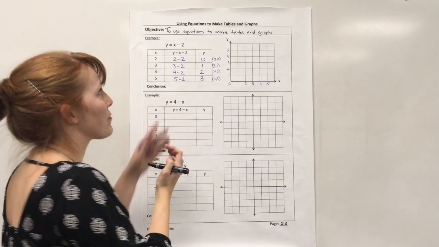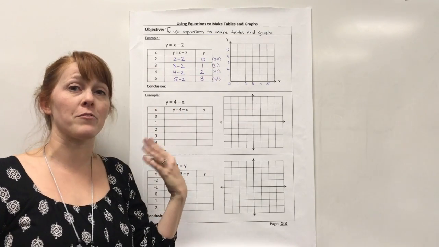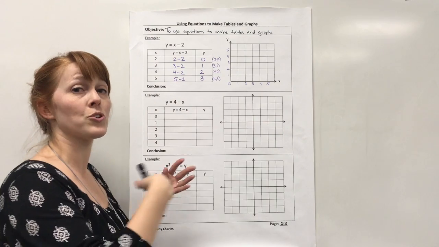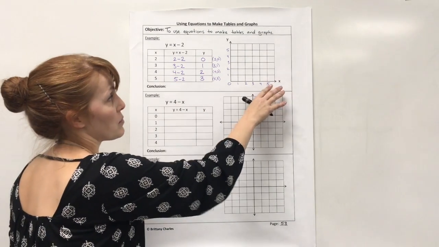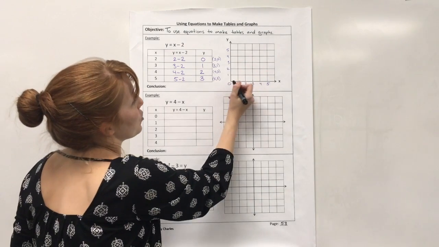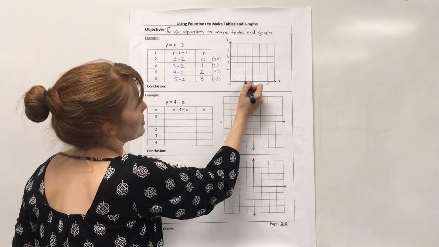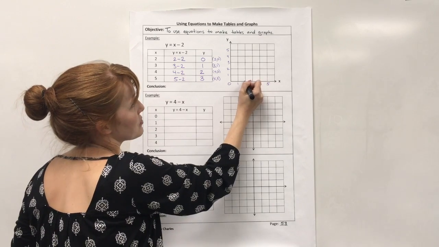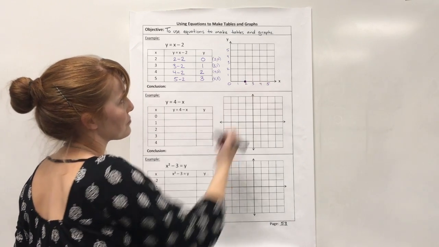All right, so my first point is at (2, 0). Remember, the first value is your x value, and it tells you to go right or left. In this case, I'm going to be going right because all of mine are positive, so it's in quadrant 1. So over 2, and the second number tells me to go up or down. In this case, it's a 0, so then I just have a point right here.